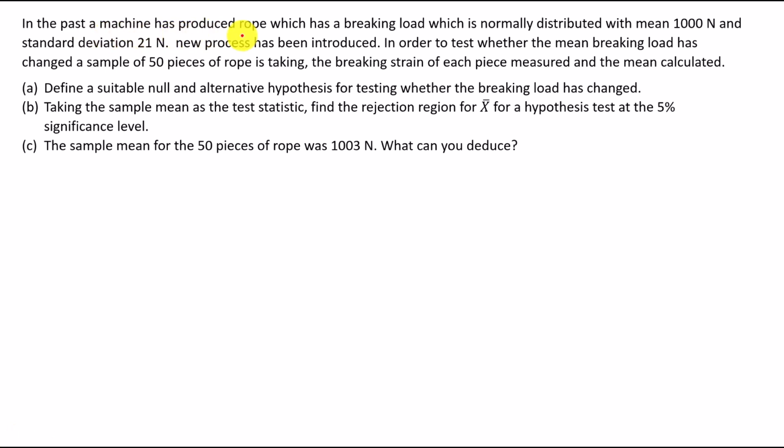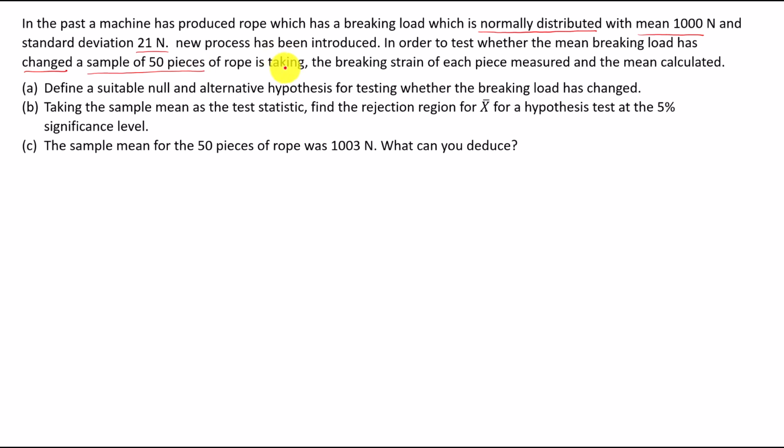So in the past, a machine has produced rope which has a breaking load which is normally distributed with mean 1000 N and standard deviation 21. A new process has been introduced in order to test whether the mean breaking load has changed. It doesn't say gotten or increased or decreased. It says changed. A sample of 50 pieces of rope is taken.